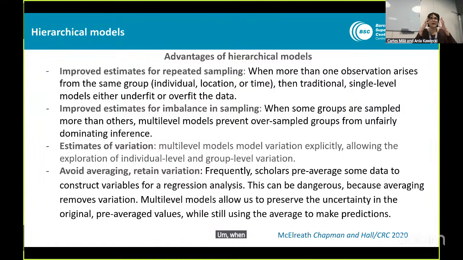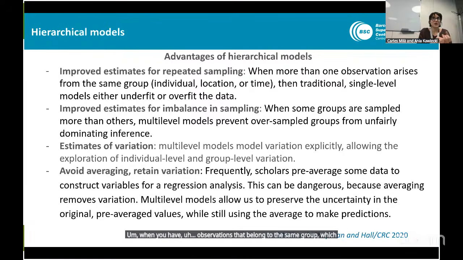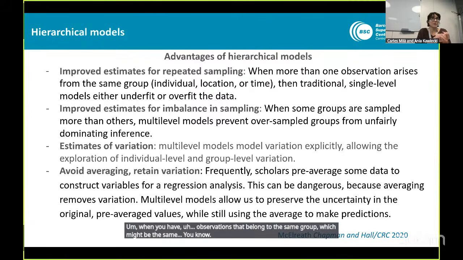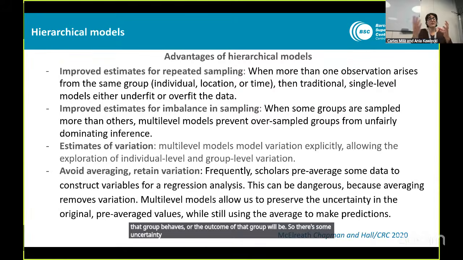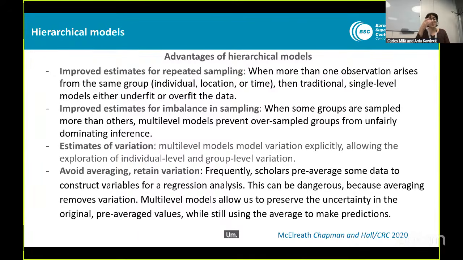When you have observations that belong to the same group, which might be the same region or the same season or the same individual, if you're doing repeat sampling on the same person, there are characteristics of that group that might be driving the way that group behaves or the outcome of that group will be. So there's some uncertainty or some behavior of the outcome that is inherent to being part of that group. And you can capture that using this hierarchical approach.